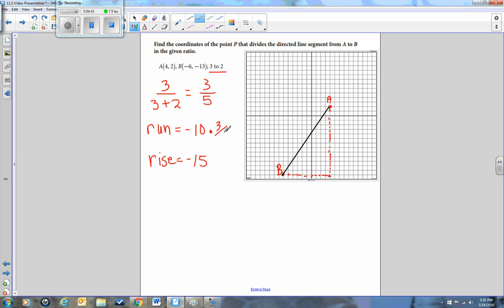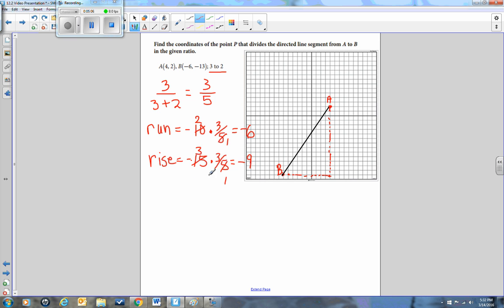So I take 3/5 times both of these. 5 will go into 5 once, 5 will go into 10 twice. -2 times 3 is -6. And 5 will go into 5 once, 5 will go into 15 three times. Negative 3 times 3 is negative 9.